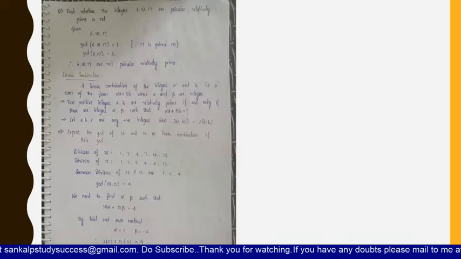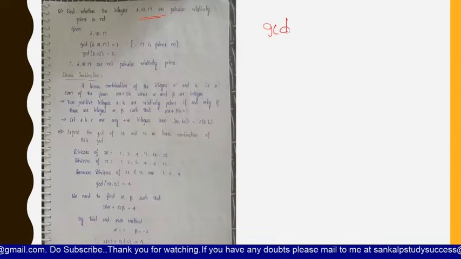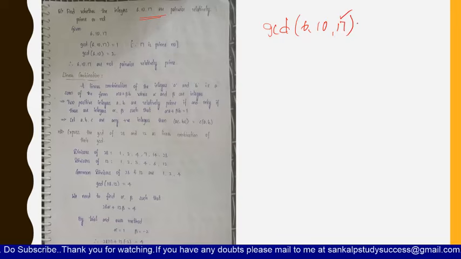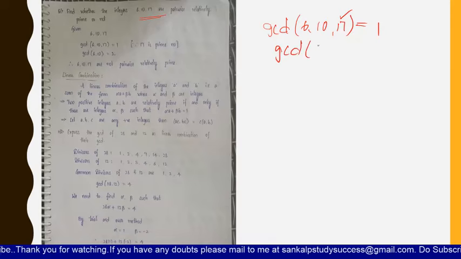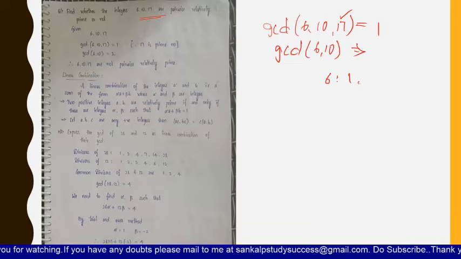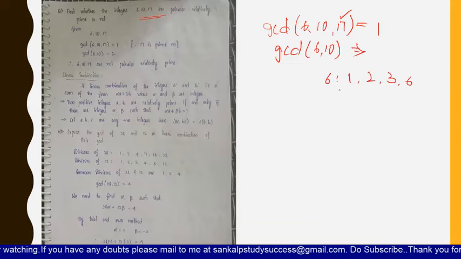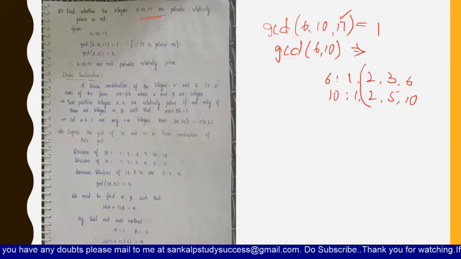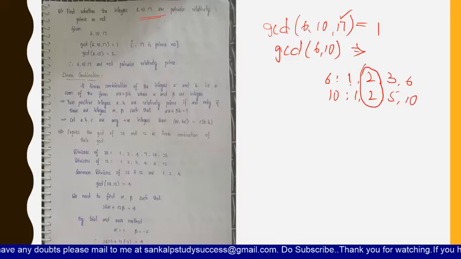Now, you can also solve one more example, considering the numbers 6, 10 and 17. If you find the GCD of 6, 10 and 17, which is very easy, 17 is a prime number, so we'll get the GCD as 1. Now, what might be the GCD of 6 and 10? Common divisors of 6 are 1, 2, 3 and 6. The divisors of 10 are 1, 2, 5 and 10. So we are getting the greatest common divisor as 2. That means it is not 1.